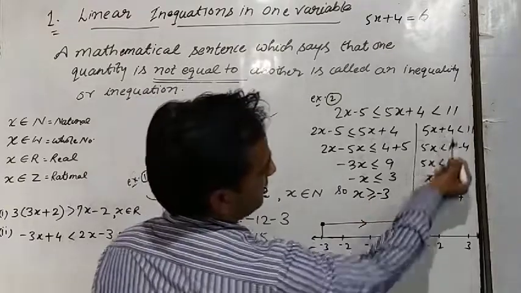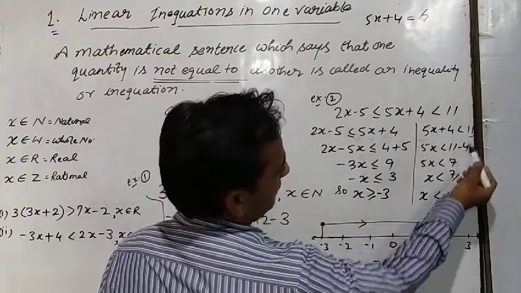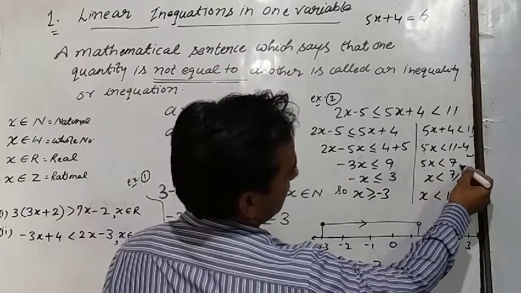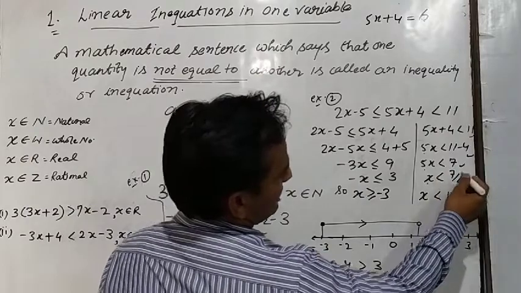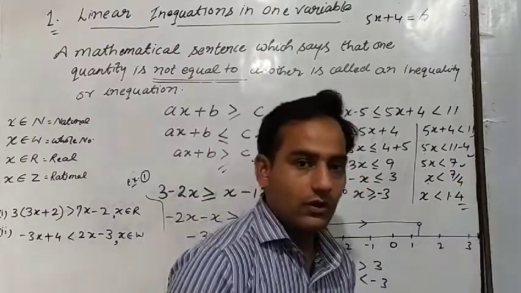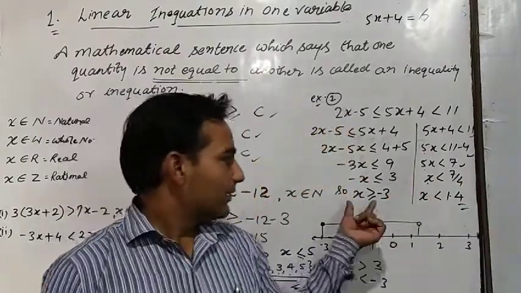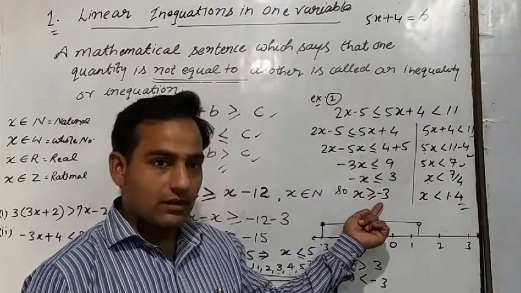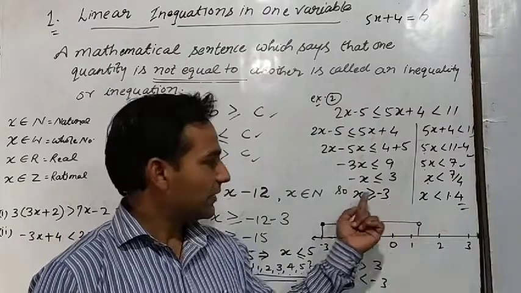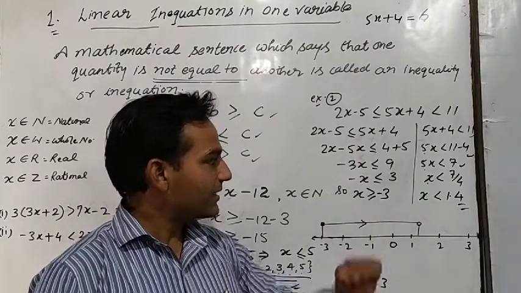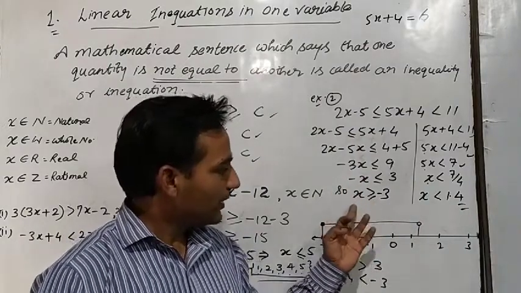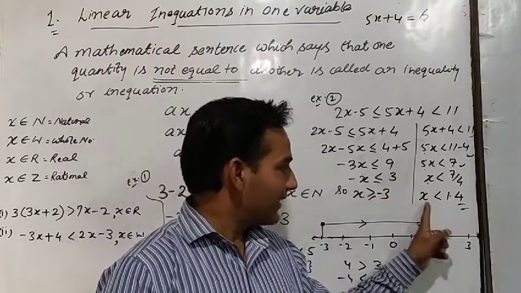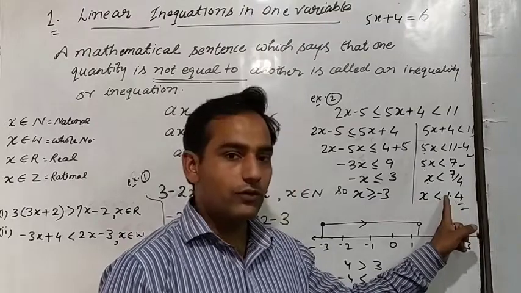And again this one: 5x + 4 < 11. 5x < 11 - 4. 5x < 7 and x will be less than 7 by 5, that is 1.4. Now in the first answer we have got x ≥ -3. The value of x may be greater than or equal to -3, but the value of x will be less than 1.4.